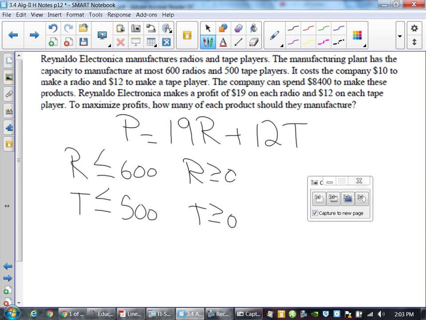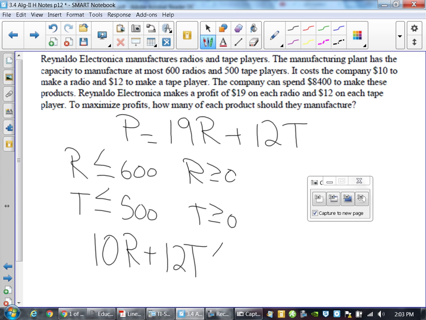The last bit of information they give us in this problem talks about the cost that is in line with the manufacturer. They say they can spend up to $8,400. Can they spend $8,400? Yeah. Can they spend more than that? No. How much does it cost to make a radio? $10 per radio, plus, what was it, $12 for a tape deck.